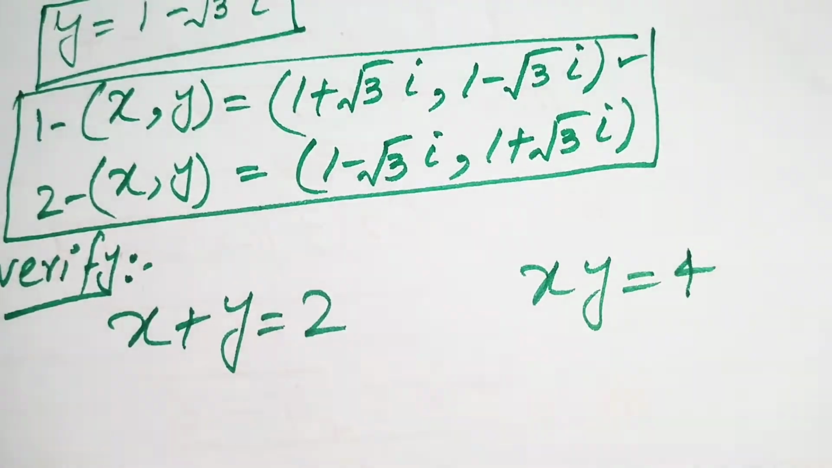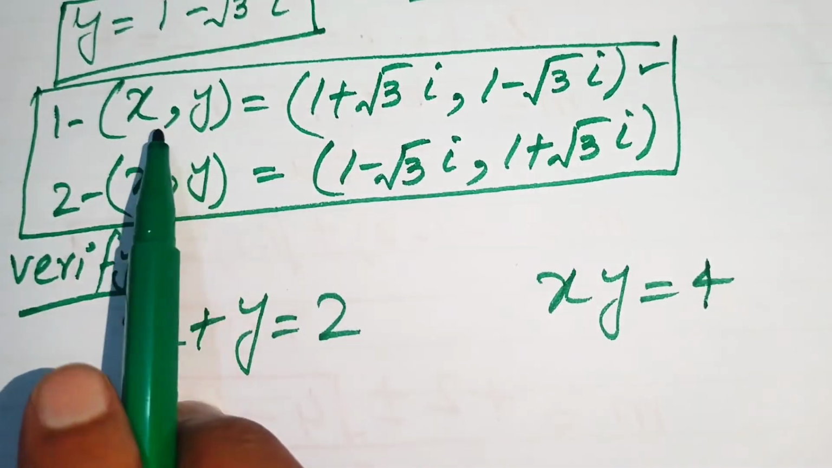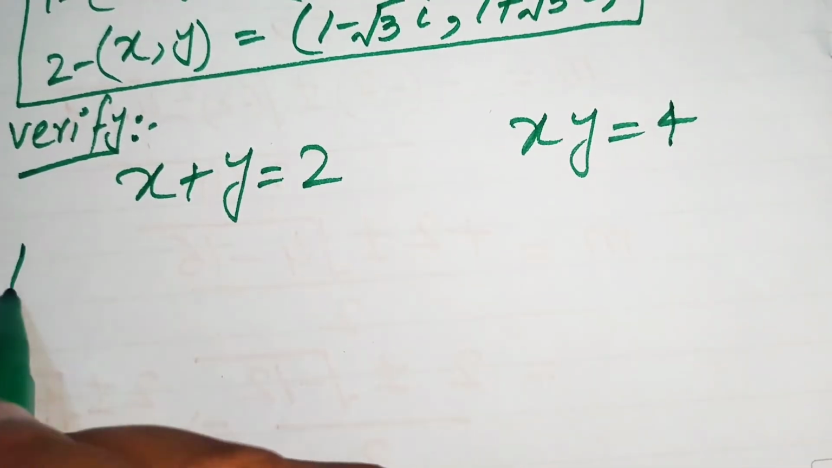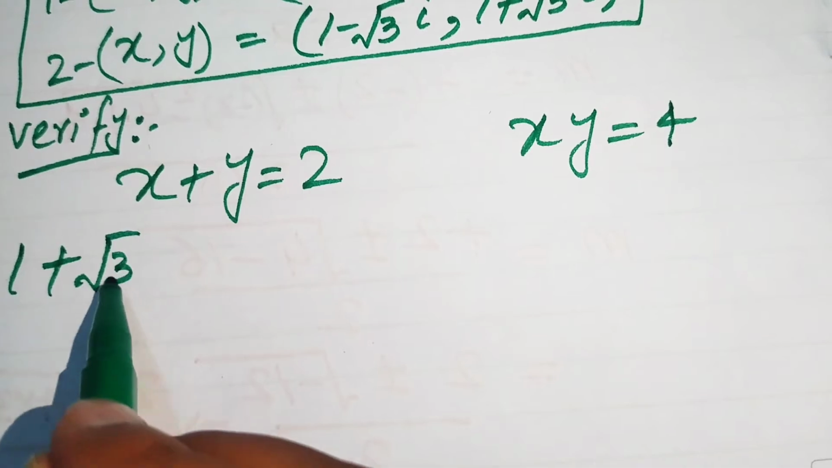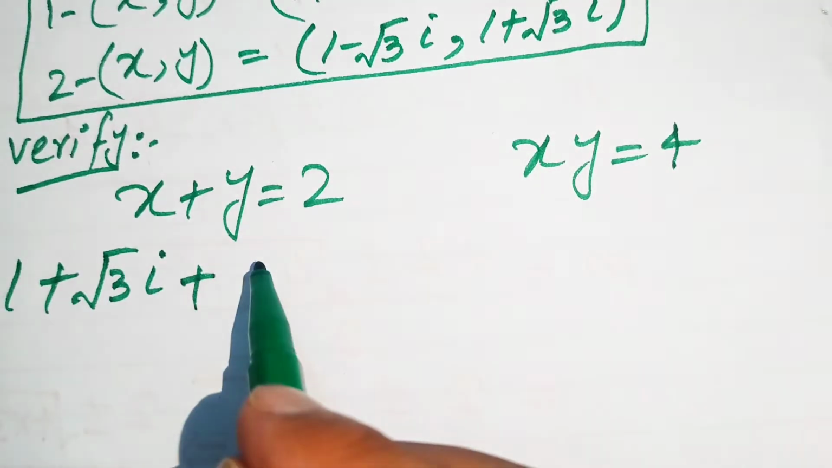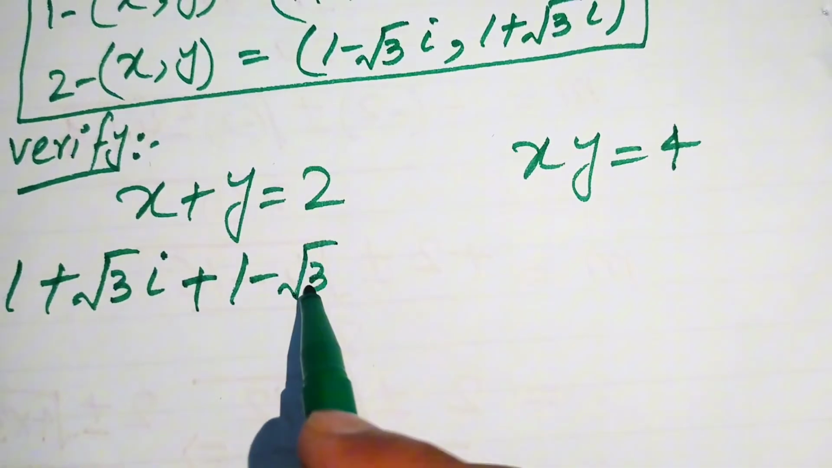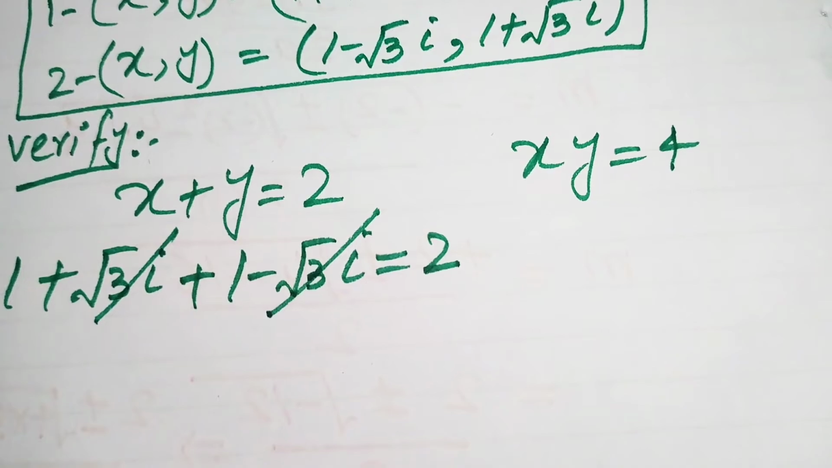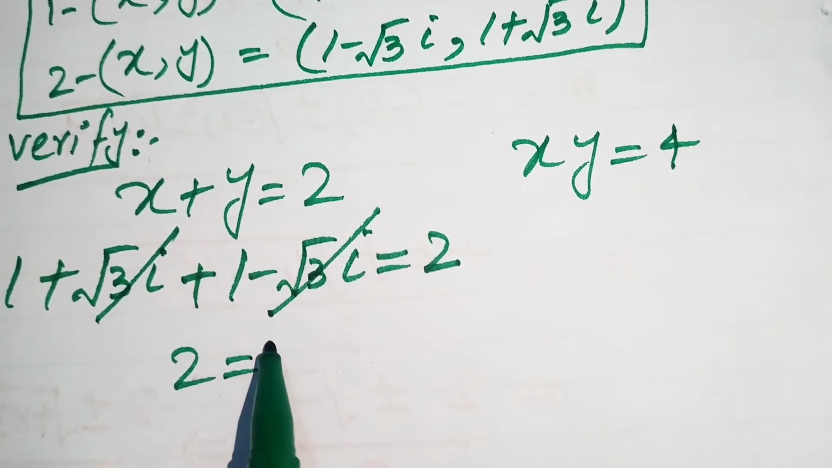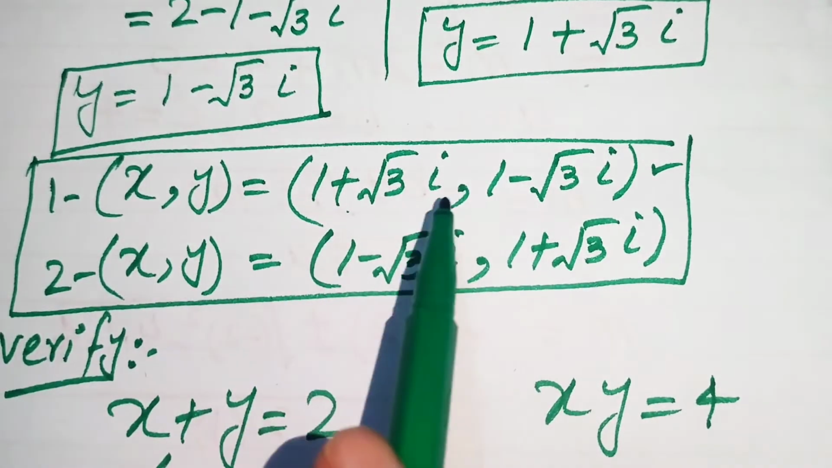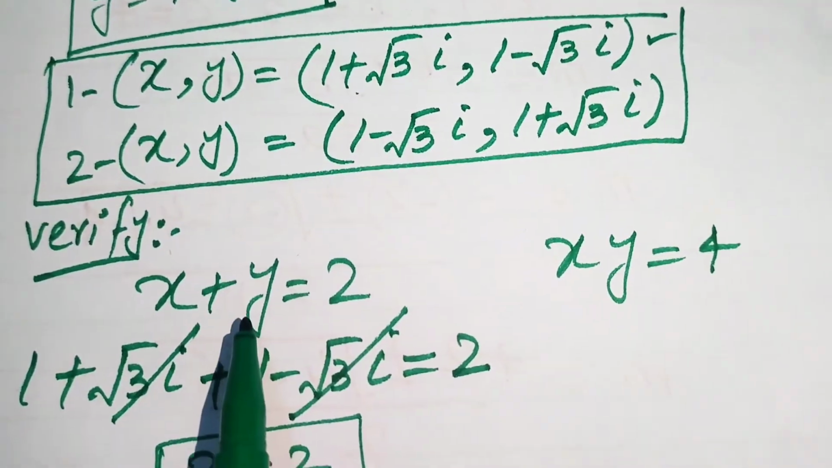So here we verify our first solution. We substitute these values of x and y into both of these equations. The value of x is 1 plus square root of 3 iota, and the value of y is 1 minus square root of 3 iota, equals 2. The negative and positive terms cancel, and 1 plus 1 is 2, equals 2. So this shows that both values of x and y satisfy our first equation.